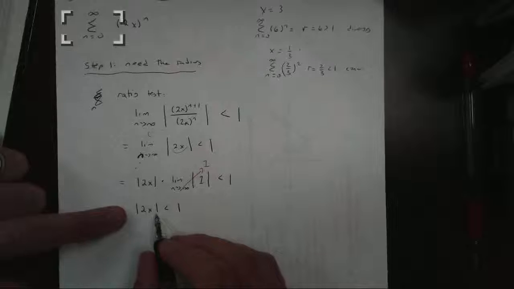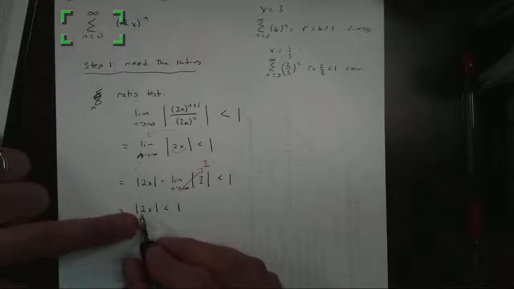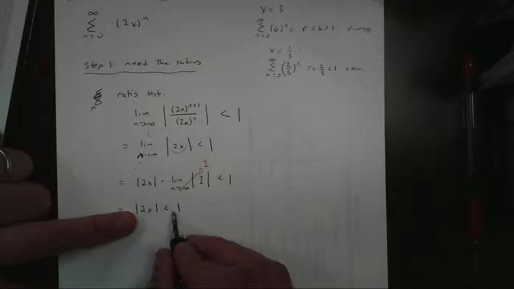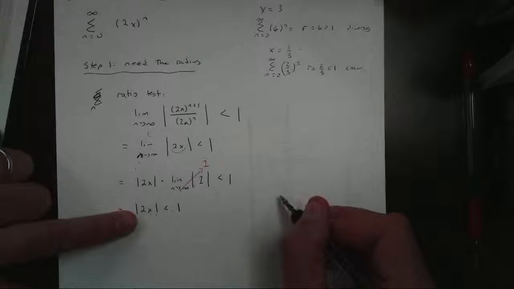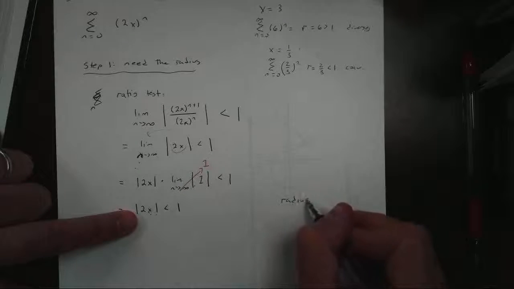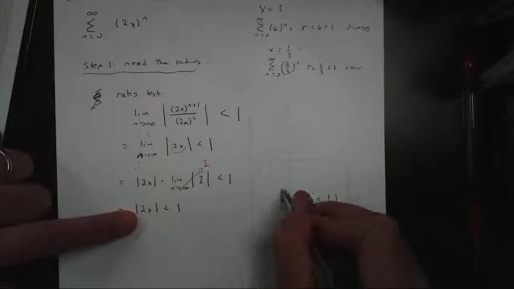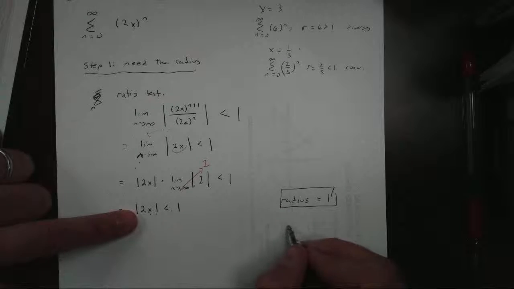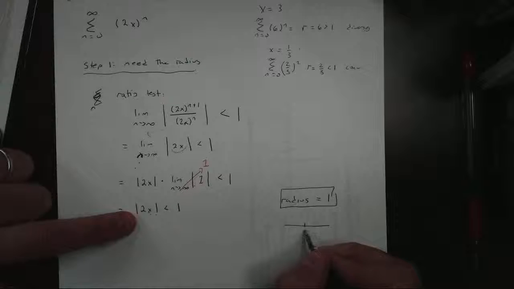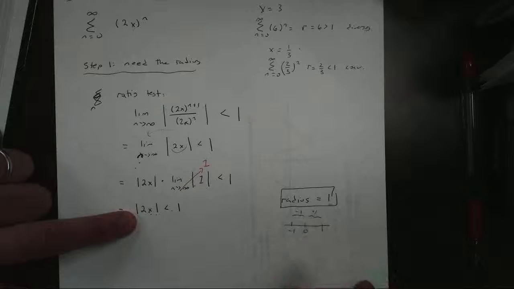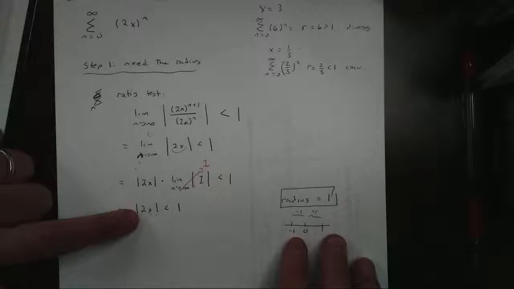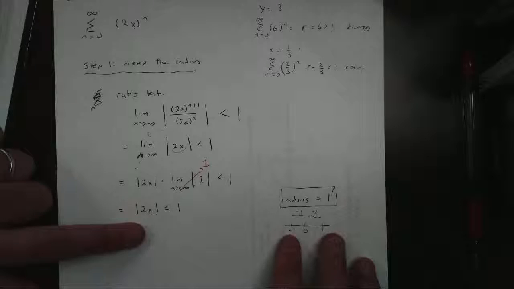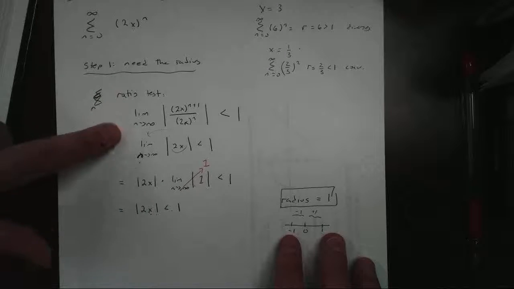So remember what this is telling us. As long as the absolute value of 2x, the distance of 2x, is less than 1, this will converge. So that tells us our radius is 1. In other words, remember, my radius is 1. So if I'm starting at 0, if I go out 1 unit one way, I'm at 1. If I go out 1 unit the other way, we're at -1. So this is saying as long as 2x is between -1 and 1, our series will converge.